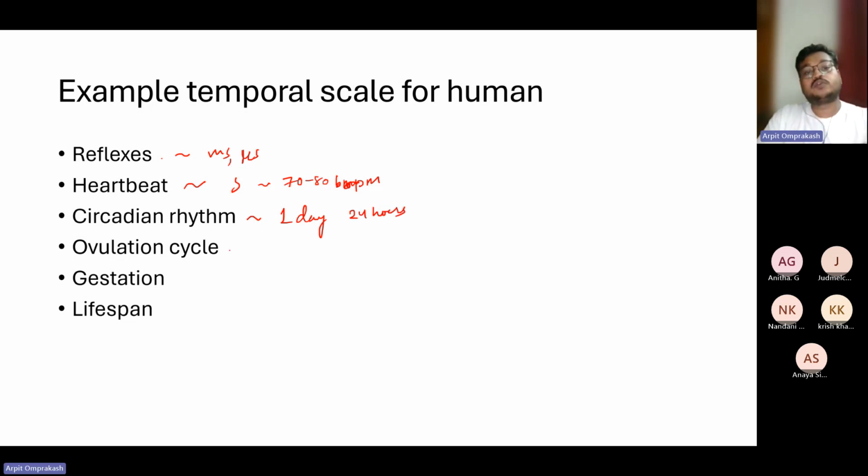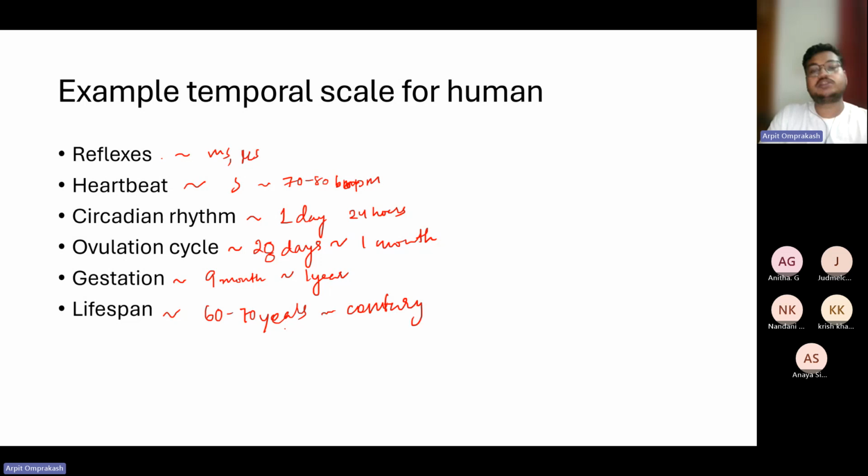Then humans also have an ovulation cycle, which happens over the course of 28 days or close to 1 month. Then we have a gestation cycle, which is when we have a baby in the womb. Gestation generally goes for 9 months in humans, which is again around a year. And we have a lifespan, the time between the birth and the death of a human, which is approximately 60 to 70 years, or ideally somewhere close to a century.